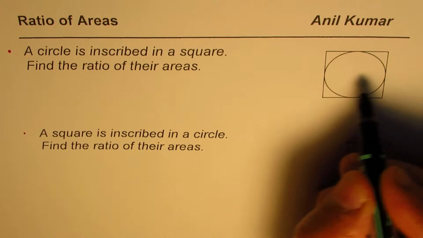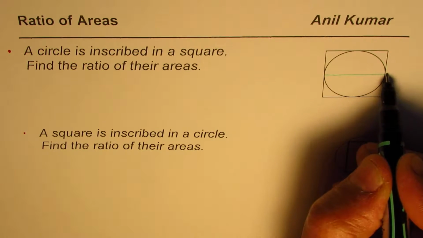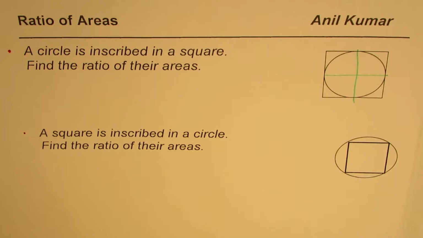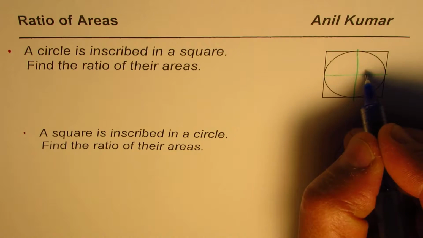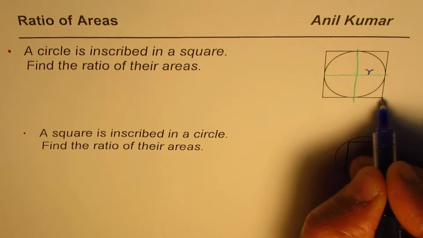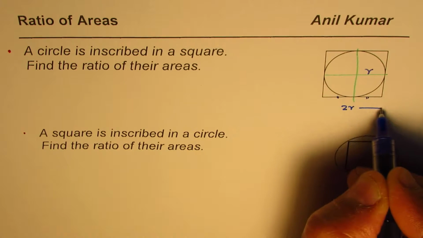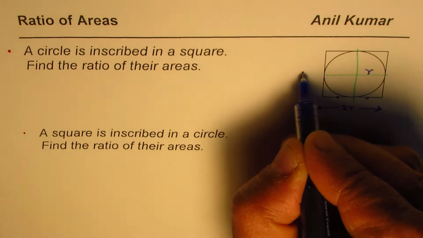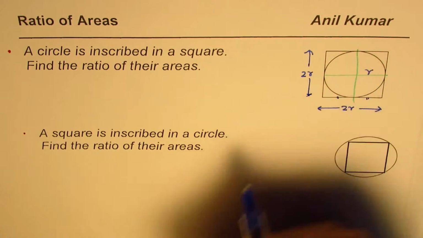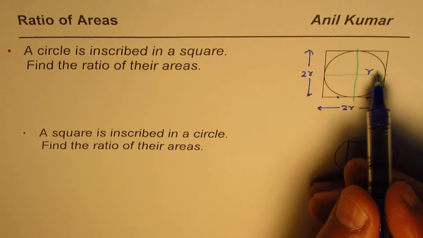Now in the first diagram, we have a square and a circle inscribed inside the square. Let us say that the radius is r for the circle. In that case, what is the side of the square? These two are equal, so it will be 2 times r. Do you see that? So the square's sides will be 2r, and the radius for the circle is r.